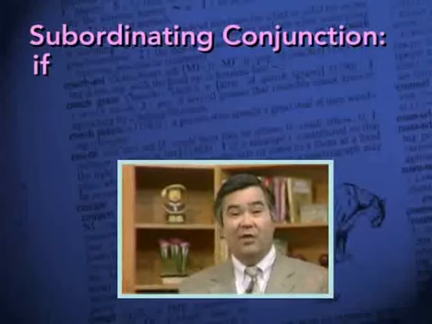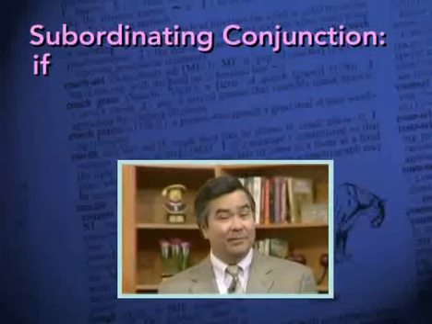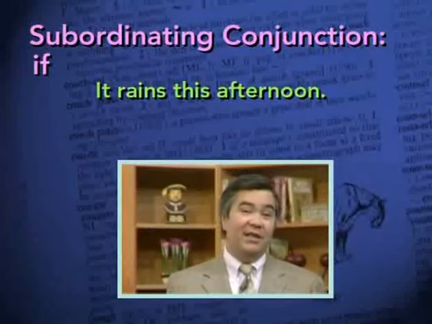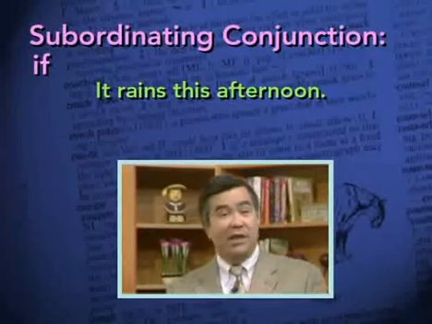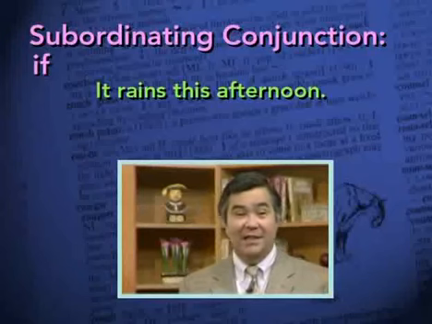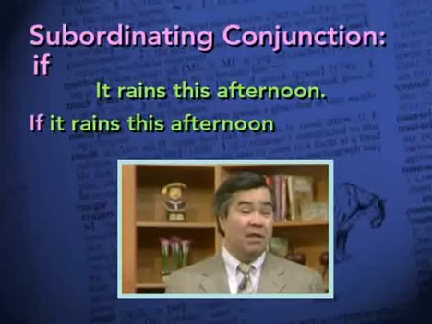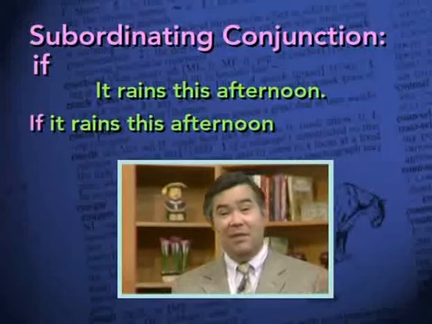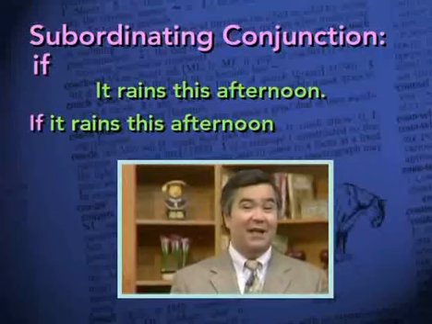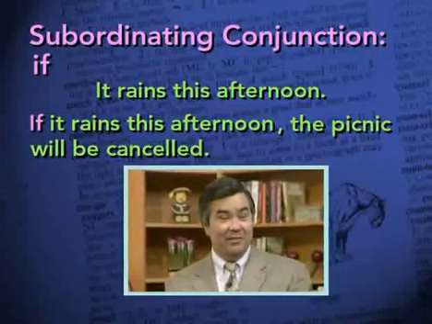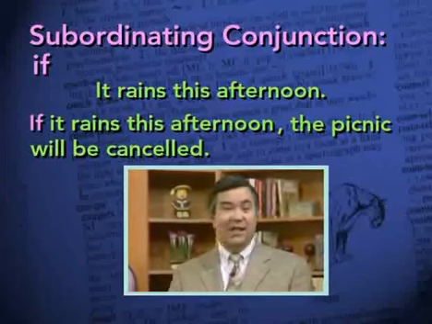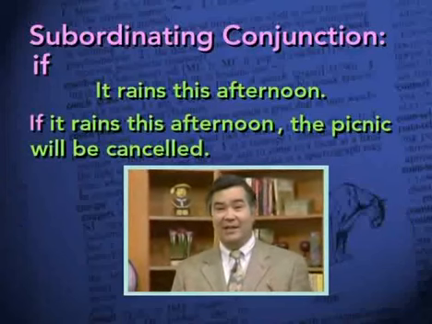So, for example, we might have a clause like the following: it rains this afternoon. That could stand alone as a sentence. However, when we put the subordinating conjunction if in front of it, it can no longer stand alone as a sentence. If it rains this afternoon, suddenly it feels incomplete. Something more needs to be added to turn it into a complete thought. If it rains this afternoon, the picnic will be canceled. A subordinating conjunction then creates a subordinate clause, which means a clause that can't stand alone as a sentence.